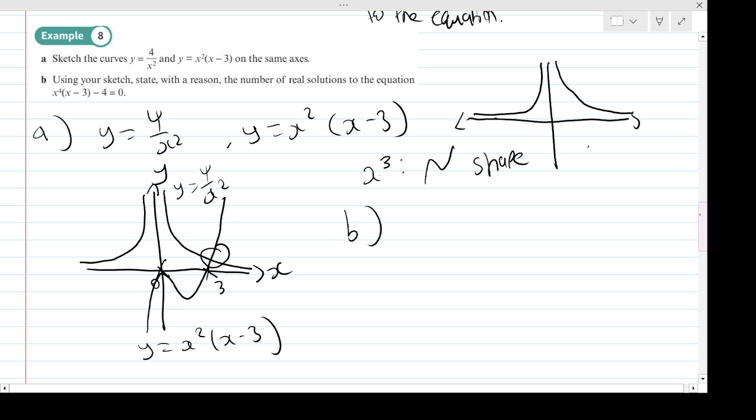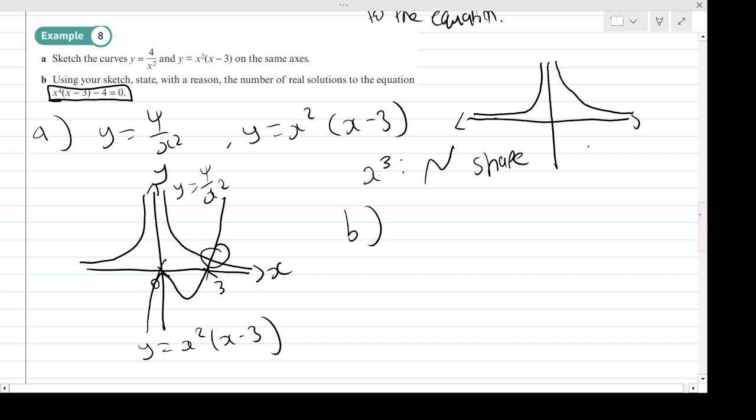Part B again, hence using your sketch, state with a reason the number of real solutions to this equation. Okay, that's a bit different, isn't it? There's no fraction, no reciprocal, and we've got an x to the 4 somehow. In that instance, well, it says using a sketch, so it's kind of going to need to boil down to these two equations. But how do we get there?